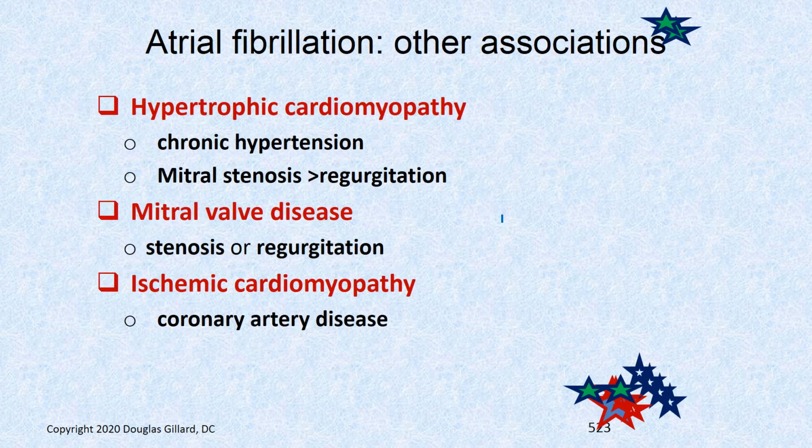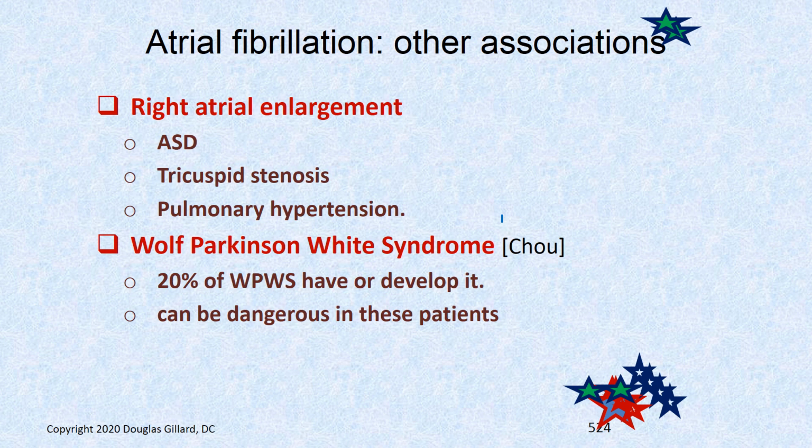How about some more associations? Hypertrophic cardiomyopathy, mitral valve disease, regurgitation, stenosis. These all make the heart twitchy. Ischemic cardiomyopathy, we already talked about, can make the heart twitchy. Right atrial enlargement, lots of associations with AFib. From an ASD, tricuspid stenosis, pulmonary hypertension. Therefore, we could add COPD in here, right? Why not? COPD, let me make a note on that. I've got a lot of tidying up to do on this from this lecture. COPD.